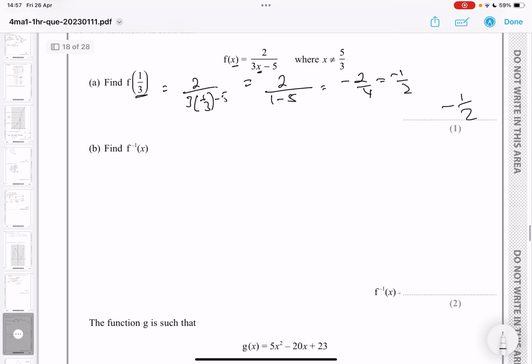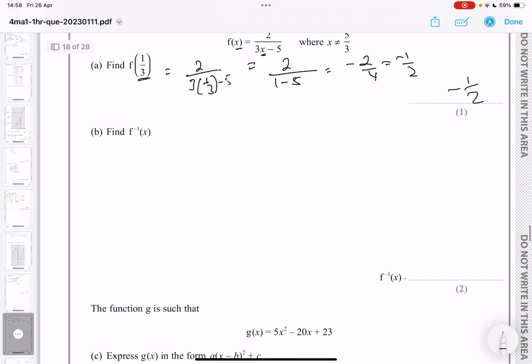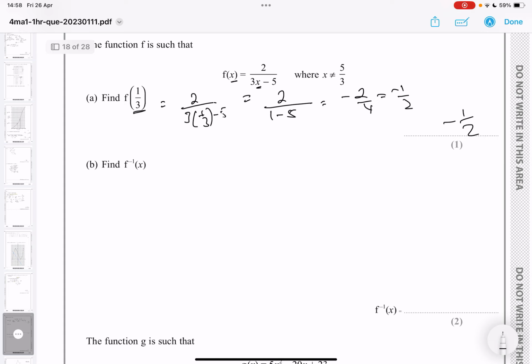Find f inverse of x. Now, these inverse questions are very common, and they have a set way of doing it each time. Okay, there's only one method to do this. So you start off by writing y equals 2 divided by 3x minus 5. Okay, so f of x is just another way of saying y. And now what you need to do is swap the variables. So x equals 2 over 3y minus 5, and you need to make y the subject.